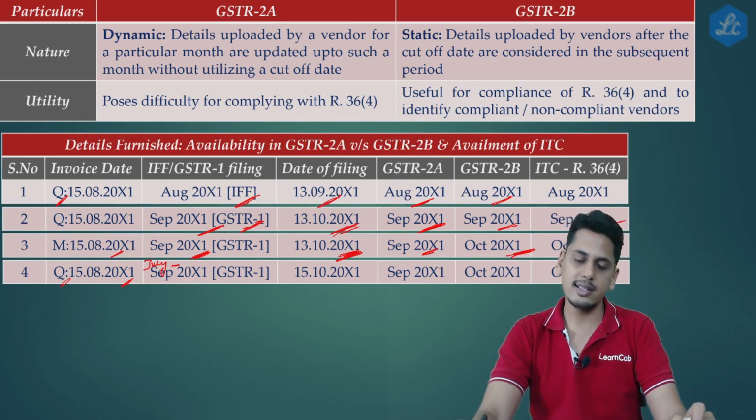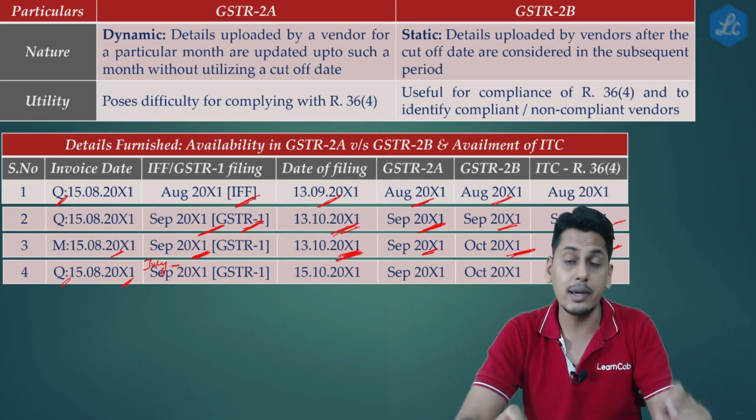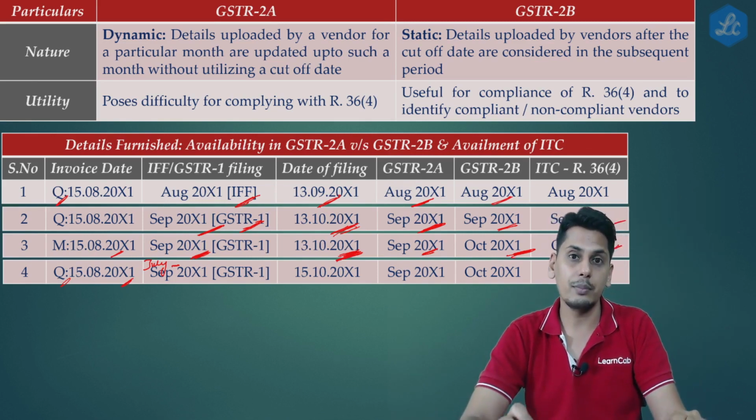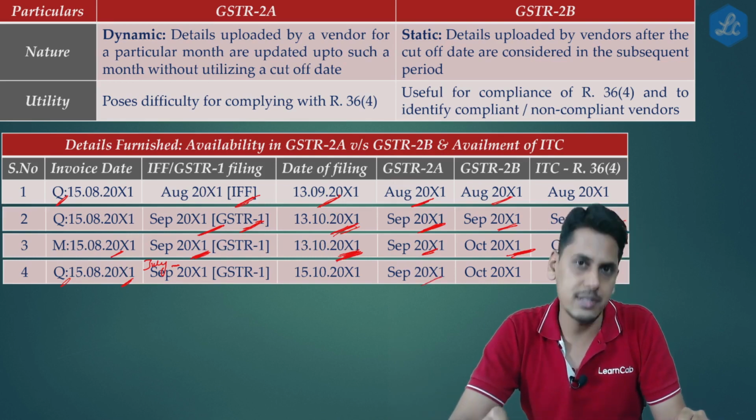Now friends, as we all understand, if it was included in the GSTR 1 for the quarter July, August, September, it would appear in GSTR 2A of September. Yes, it appears in GSTR 2A of September.